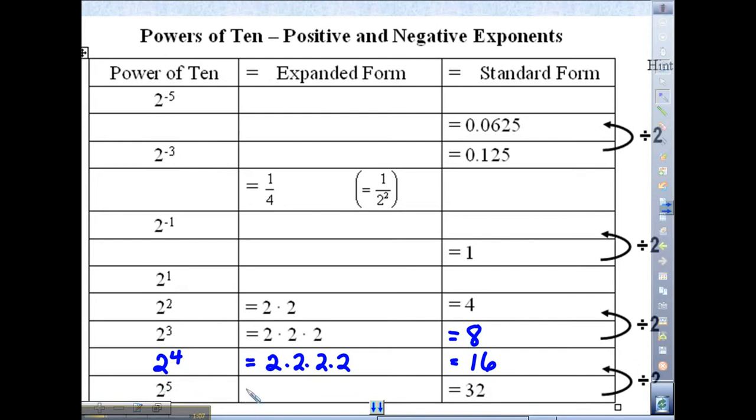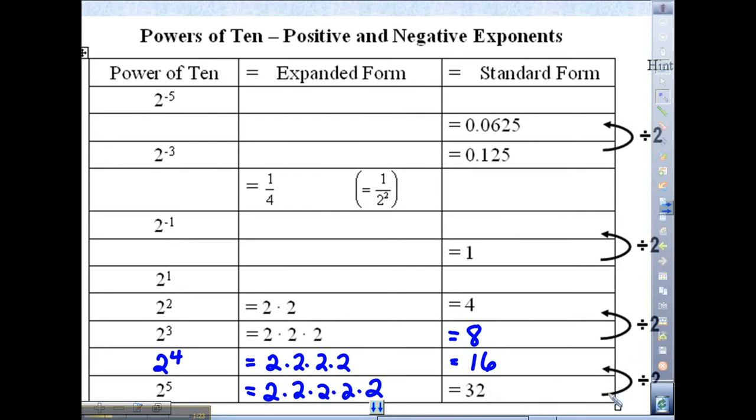2 to the 5th power means take 2 and multiply it by itself 5 times. So that's 2 times 2 times 2 times 2 times 2, which gives you 32. All right? So now we're going to work these patterns backwards.